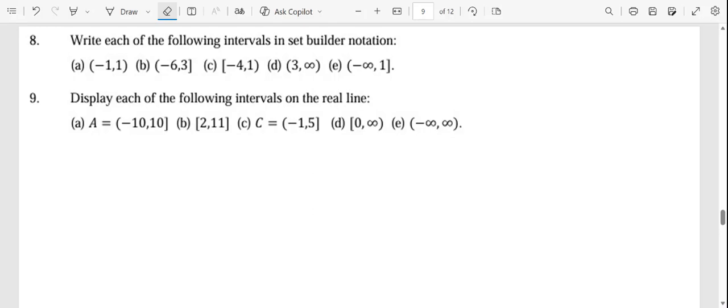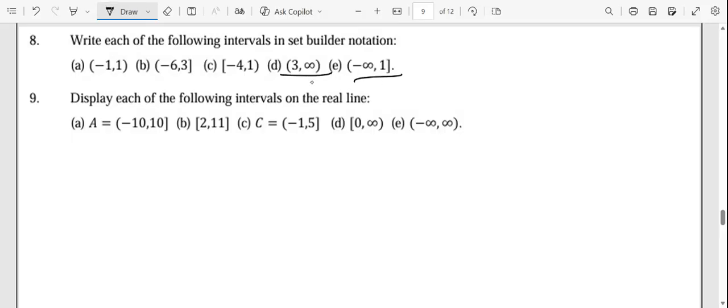How do we solve these? Write each of the following intervals in set builder notation and the reverse. Hey, this is what I was saying. Anyway, these are not that hard, but is there any hard question here that you're able to say? This one, this one.